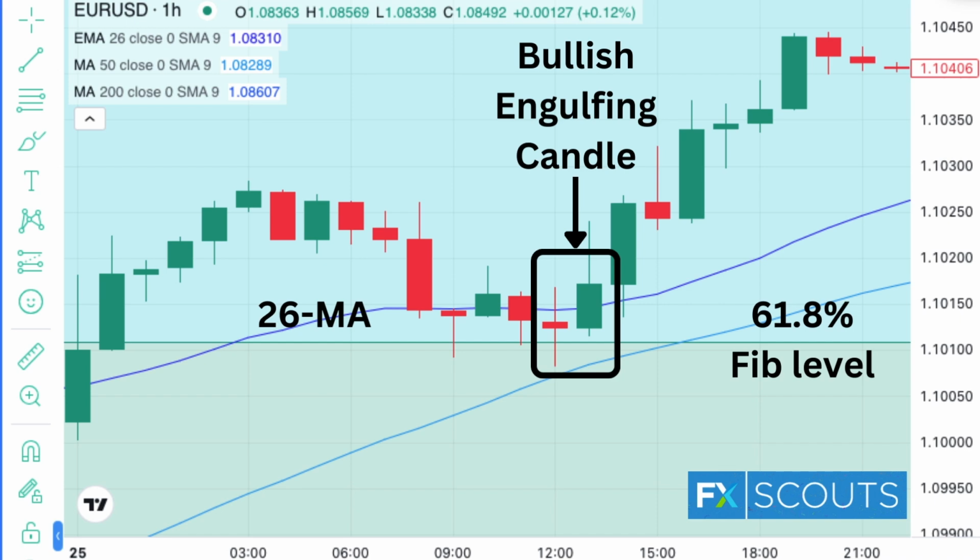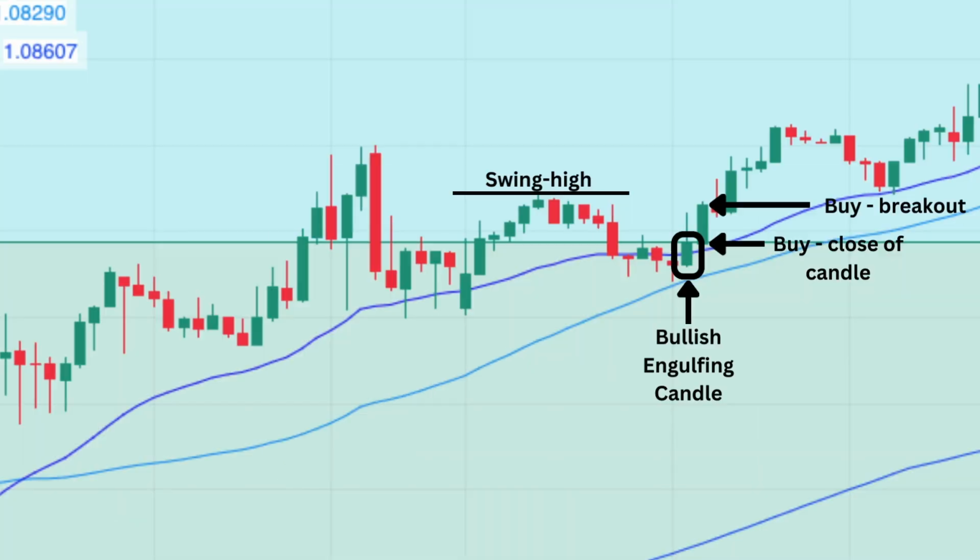What you can also see is following the retracement to the support level of the 26-day moving average, there was a bullish engulfing candle. And this candle is a good indicator of a continuation of the uptrend. And your trigger would be to buy at the breakout of the swing high over here, or at the close of the bullish engulfing candle. And this correlates with a recent swing high before the pullback. So that is a good entry signal.